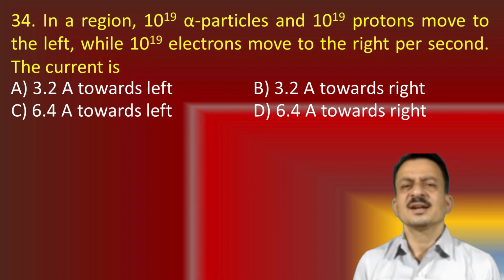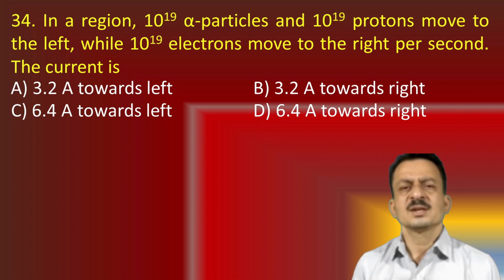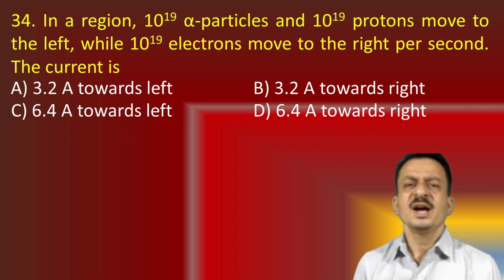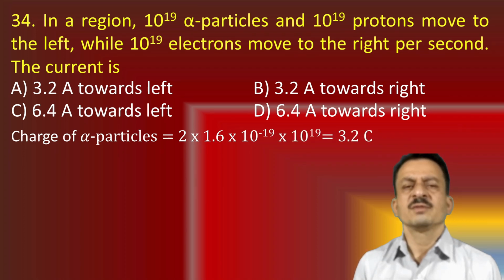We know that since electron is negatively charged, the conventional current is always in the opposite direction to the direction of flow of electrons. We should remember that one. Since electrons are moving towards the right, the conventional current is towards the left. So therefore, we will work out the charges. Now charge of alpha particle, since alpha particle is nothing but a helium nucleus having 2 protons, is 2 into 1.6 into 10 to the power of minus 19.